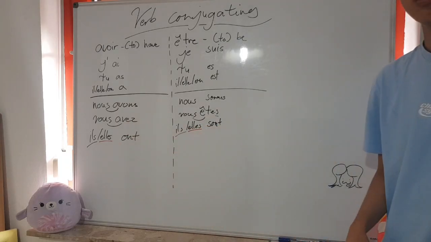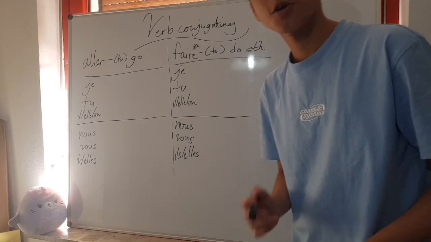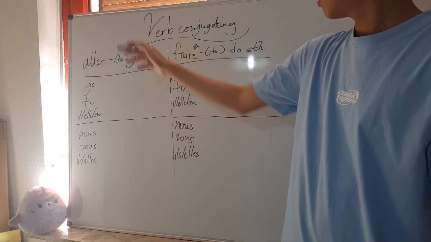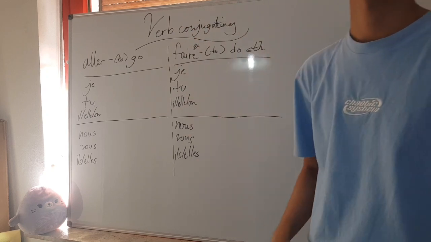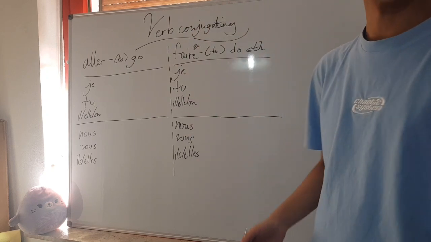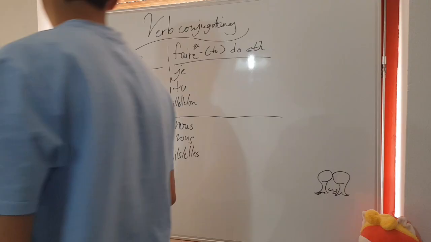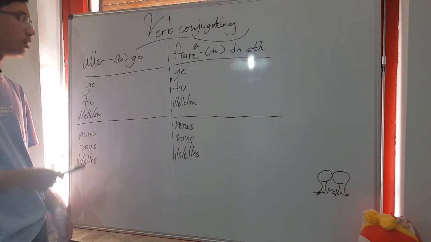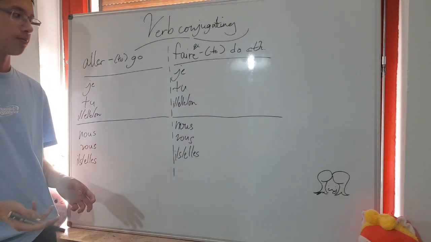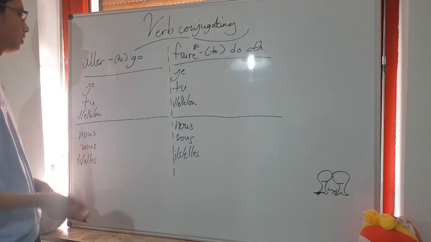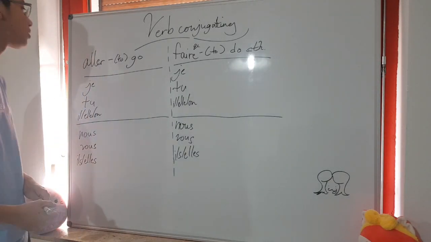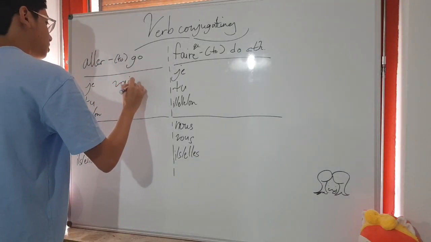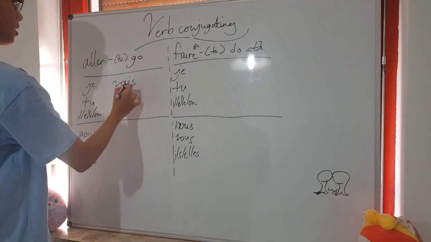Now we're going to move on to these two verbs. Now these two verbs are both also irregular verbs. What a shocker! But anyways, we're going to move on to aller, which means to go. Now to conjugate them in the following pronouns, we're going to start with je, which is going to be je vais. I know that looks like an E, but it's an I.